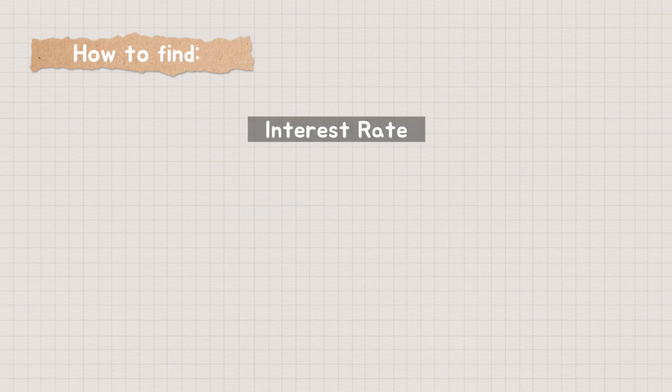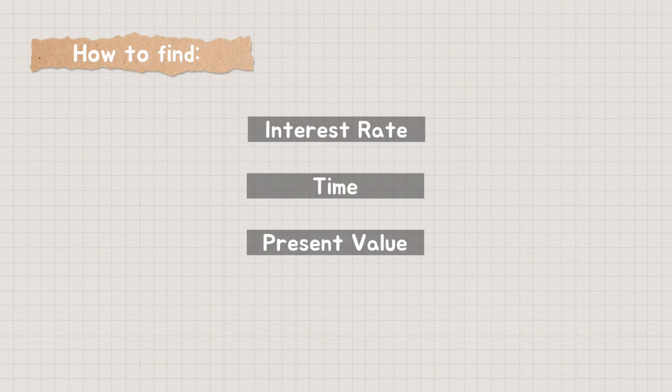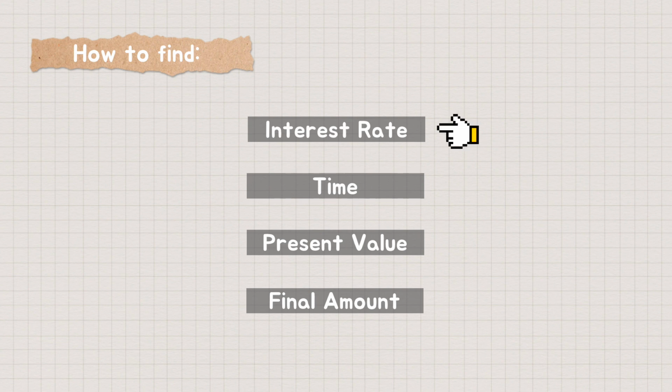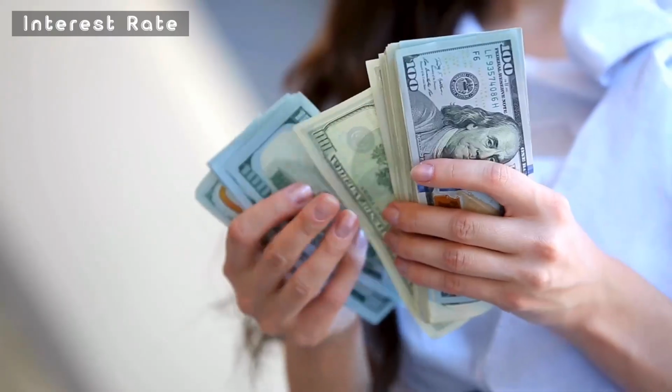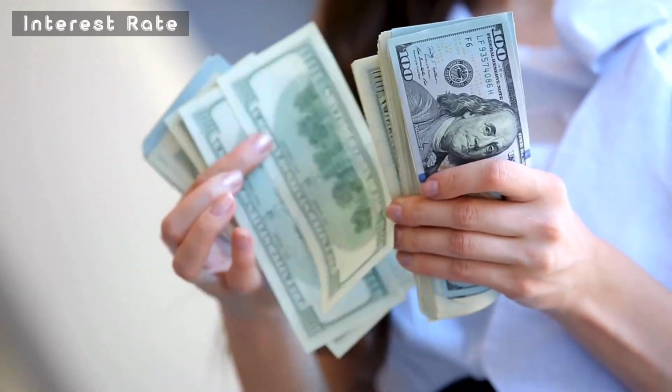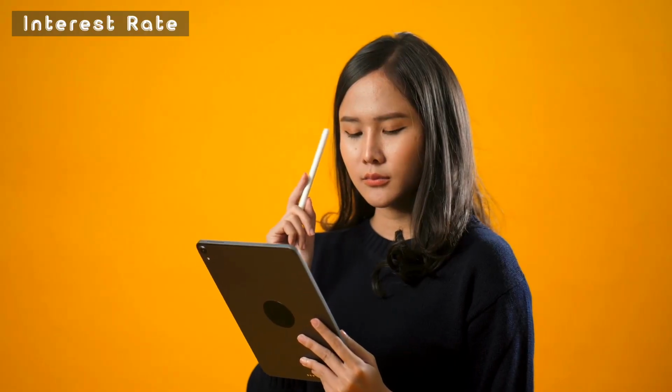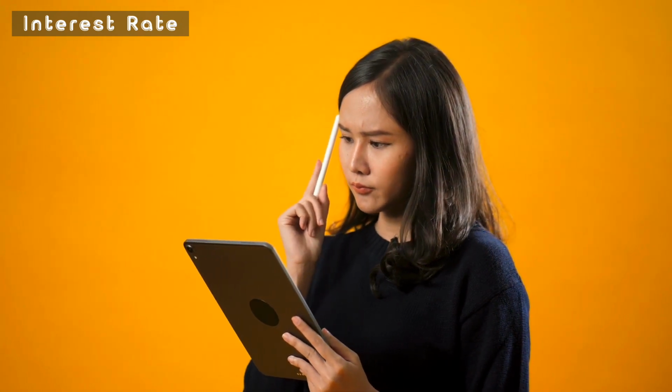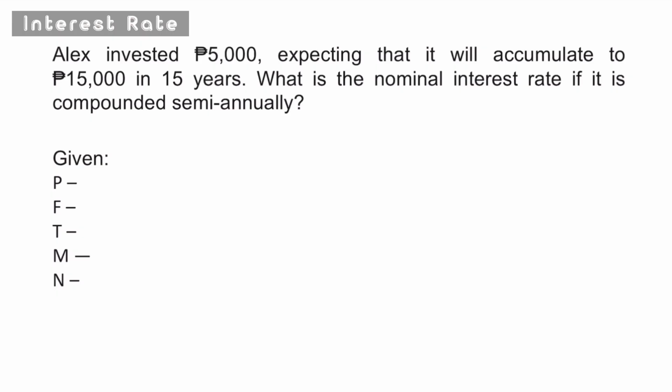Now we are going to discuss how to find the interest rate, time, present value, and the final amount. We're going to start with finding the interest rate. Alex invested 5,000 pesos, expecting that it will accumulate to 15,000 pesos in 15 years. What is the nominal interest rate if it is compounded semi-annually? So let's look for the given first.